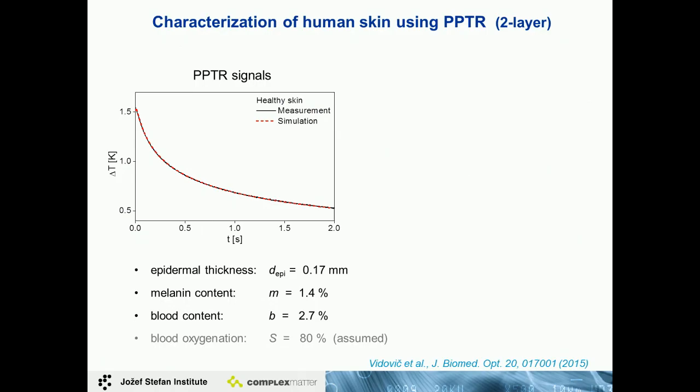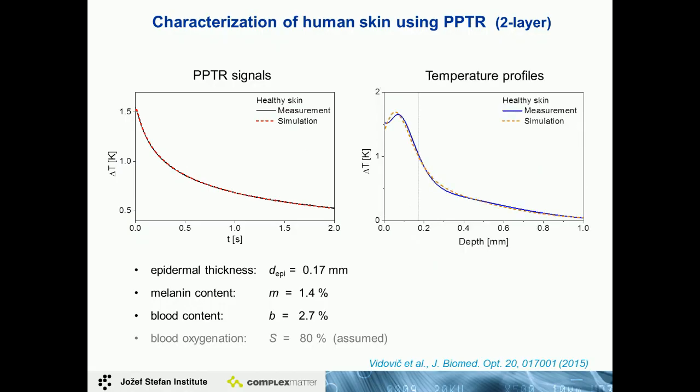signal. And extracted physiological parameters seem very reasonable: 170 micron epidermis, okay, perhaps a little bit on the thick side. Melanin content 1.4% and blood content 2.7%, and of course oxygenation was assumed. However, okay, these are the corresponding temperature profiles, they look very reasonable.